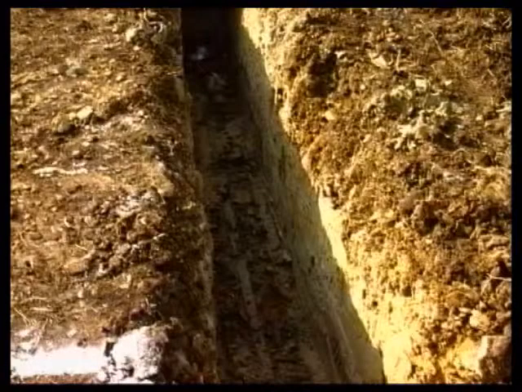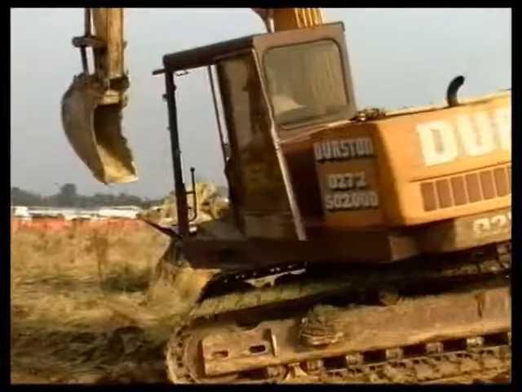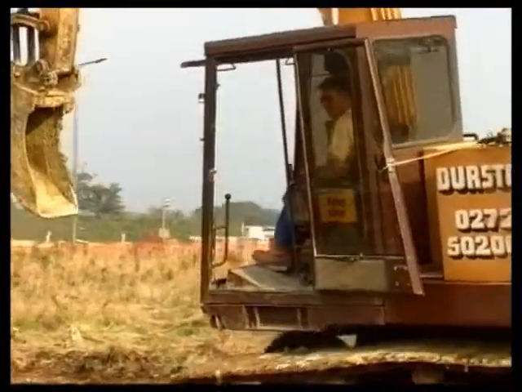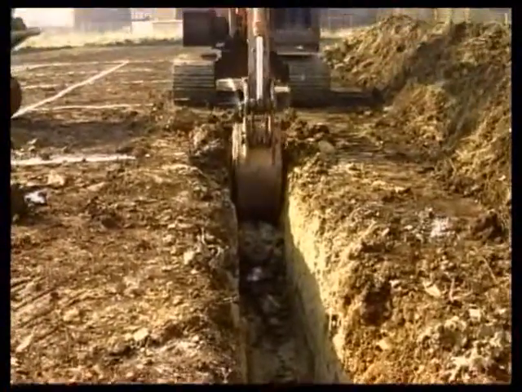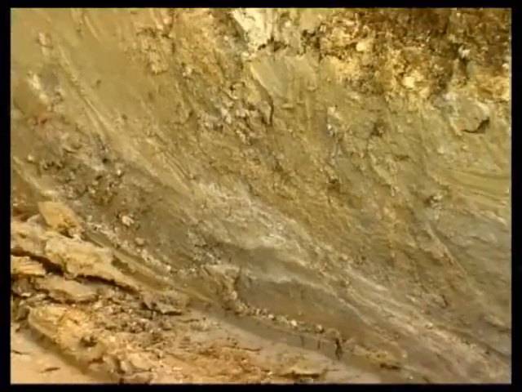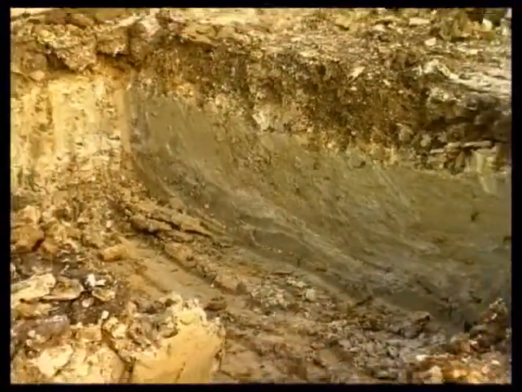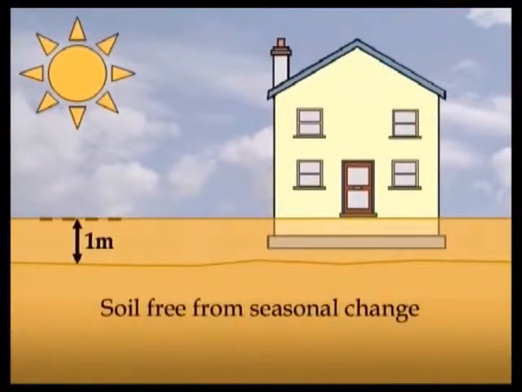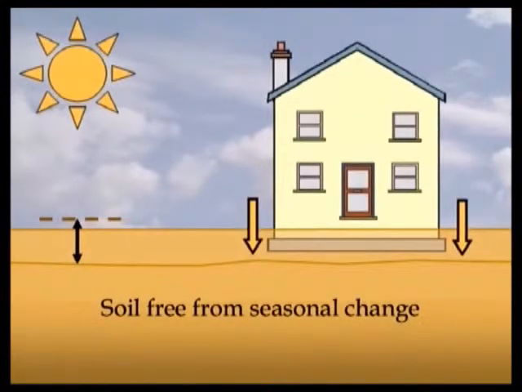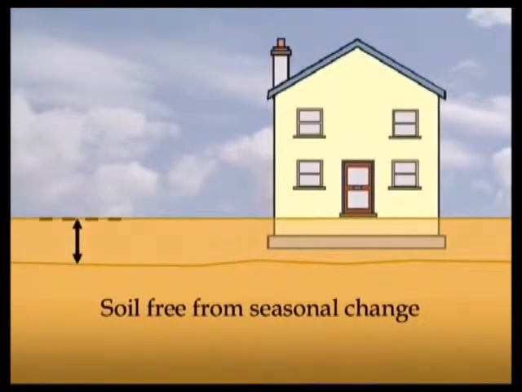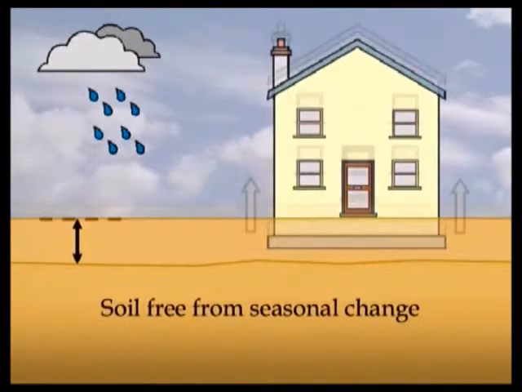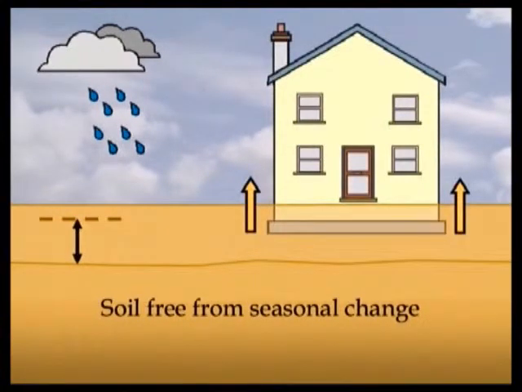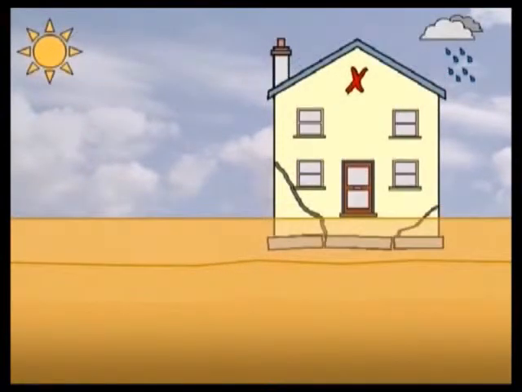The depth of the foundation depends on the characteristics of the soil. In clay soils, for example, the moisture content will vary depending on the season. This affects the ground to a depth of about 1 metre. In long, hot periods, the ground will dry and shrink. In long, wet periods, the ground will absorb moisture and expand. This expansion and contraction is rarely even, and differential movement will inevitably cause cracking.